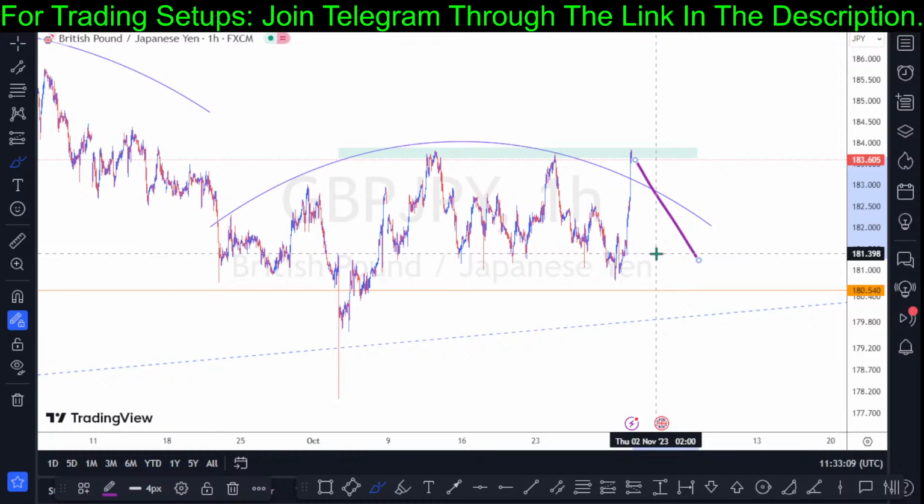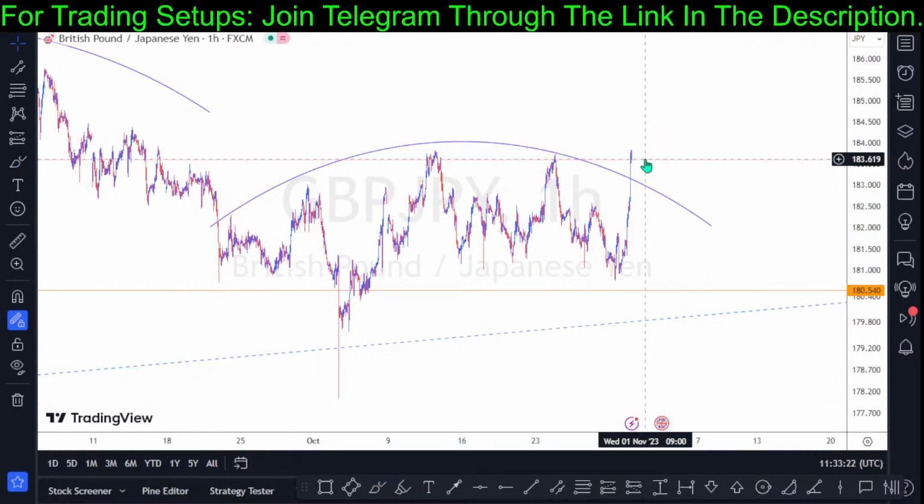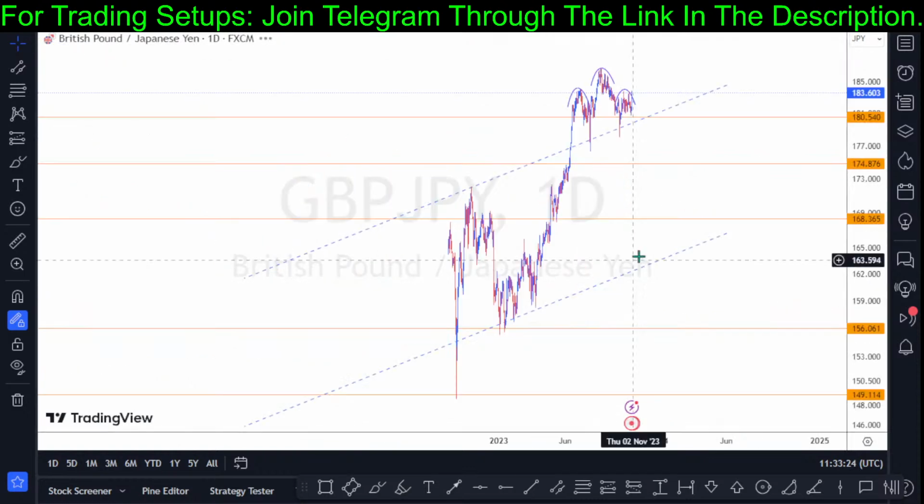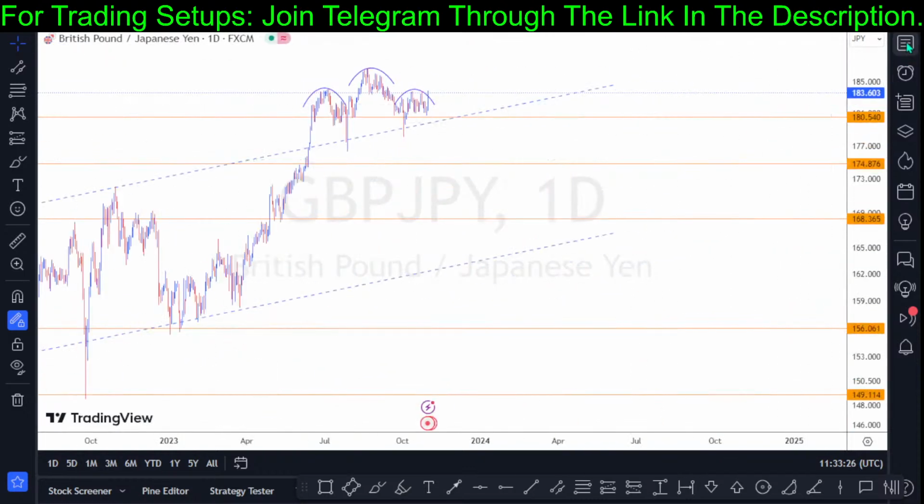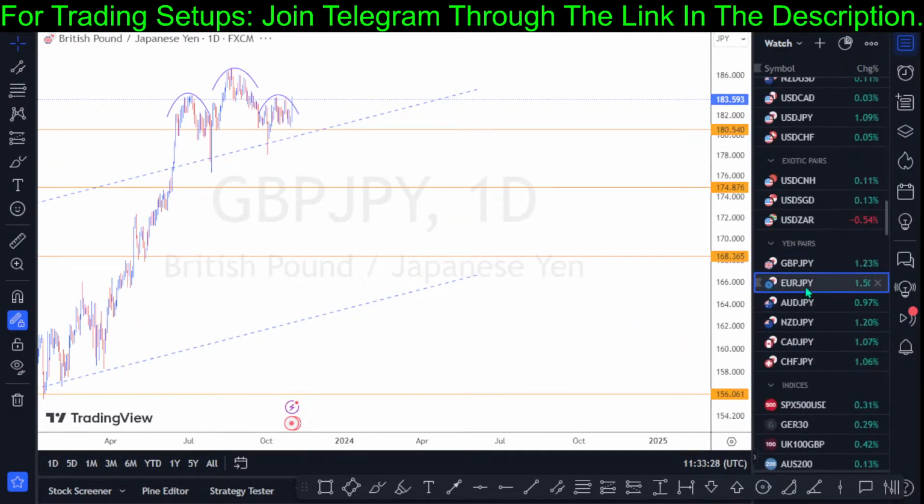So let's check what we have on Euro paired against the JPY. Let's go through Euro paired against the JPY.